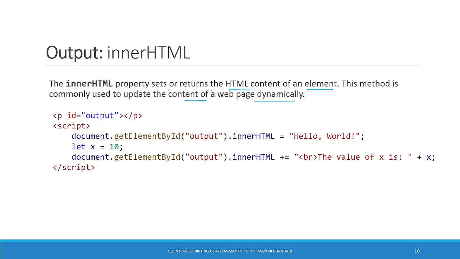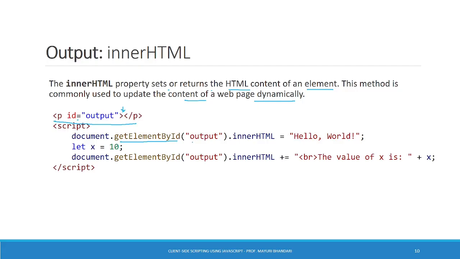So let us understand with this example. Here we have one paragraph with ID output. Now I want to set some text to this paragraph. Right now there is no text inside paragraph. I want to set that text dynamically. So what should I do? First I have to fetch that element using getElementById.